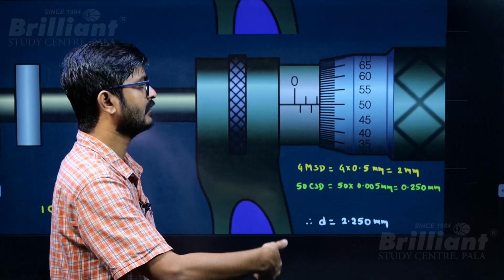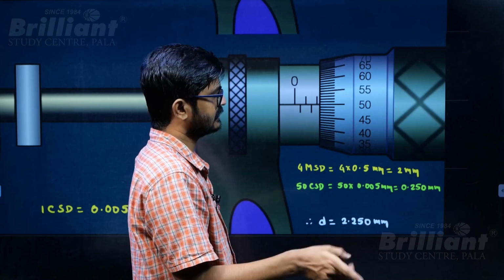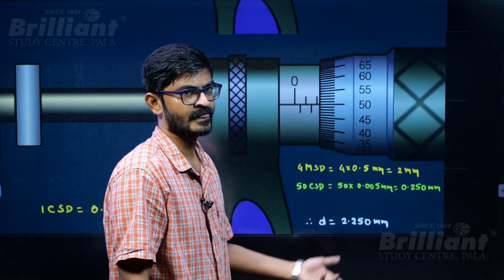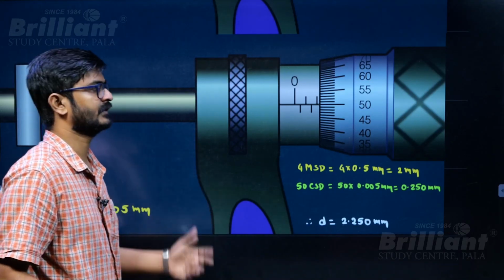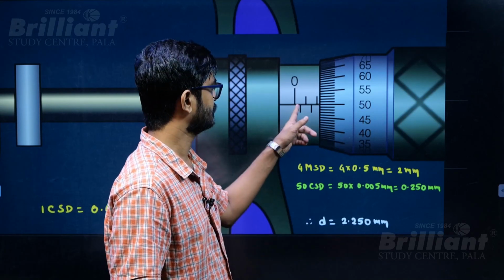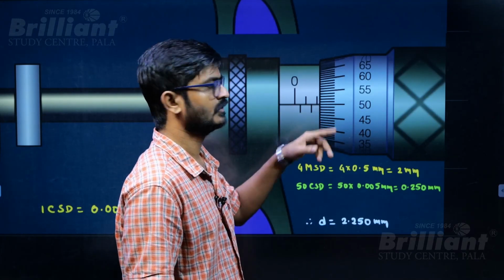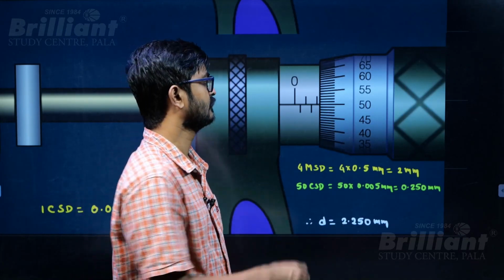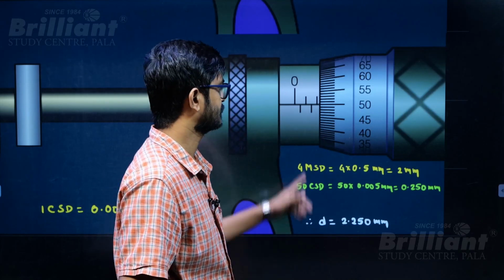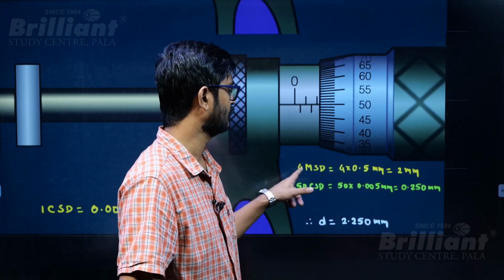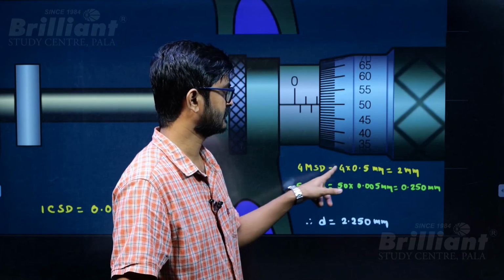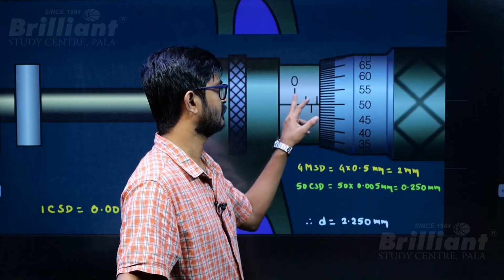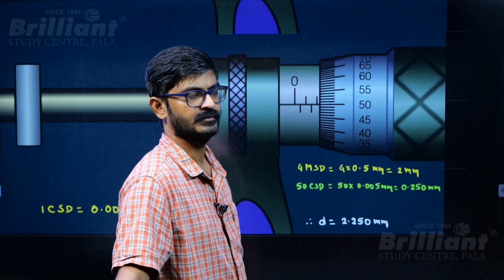So basically I have rotated 4 full cycles, that is 400 circular scale divisions, and 50 circular scale divisions. So either you can call this diameter 450 circular scale divisions, or you can go with 4 main scale divisions and 50 circular scale divisions. You can go by both ways. I am going with 4 main scale divisions and 50 circular scale divisions. Now each main scale division is 0.5 mm, so 4 main scale divisions is going to be 4 into 0.5 mm, which is 2 mm. I am not bothering about the significant figures because we know it's the exact length, 2 mm.